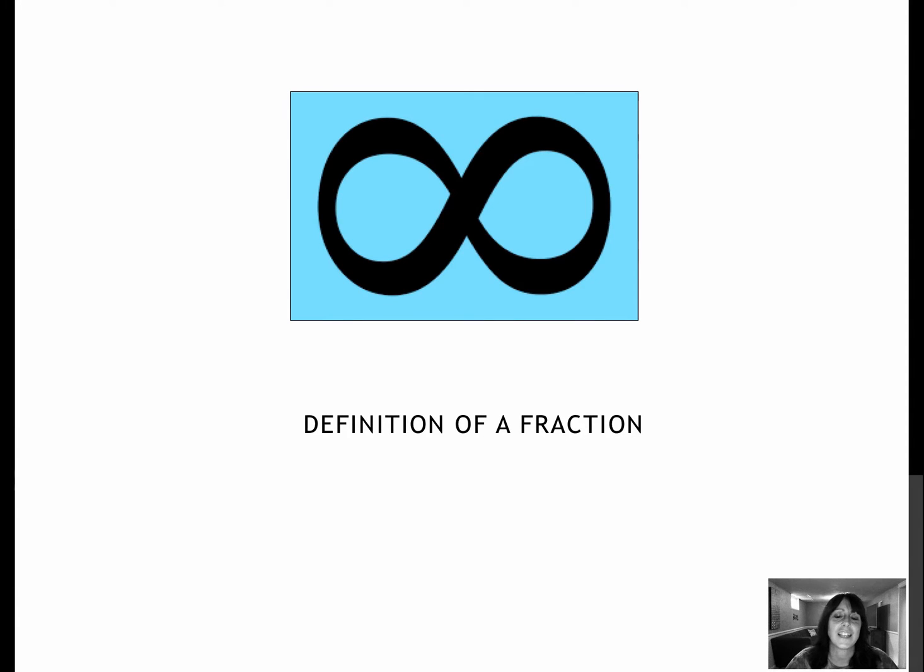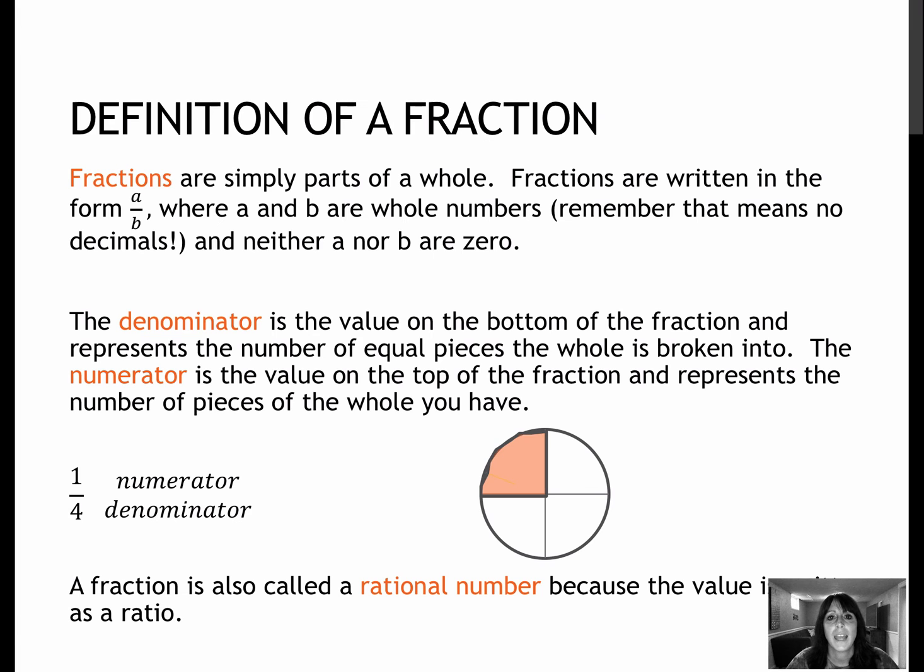This lesson is on the definition of a fraction. A fraction is simply a part of a whole, and so fractions are written in the form a over b, where a and b are whole numbers, so we don't want them to be decimals, and neither a or b are 0. The denominator is the bottom part of our fraction, so here on my fraction of 1/4, 4 is the denominator.